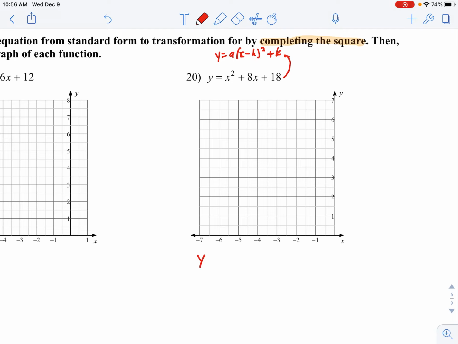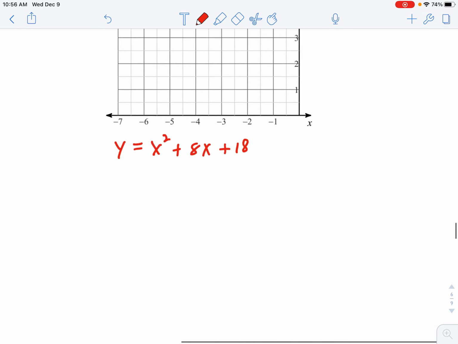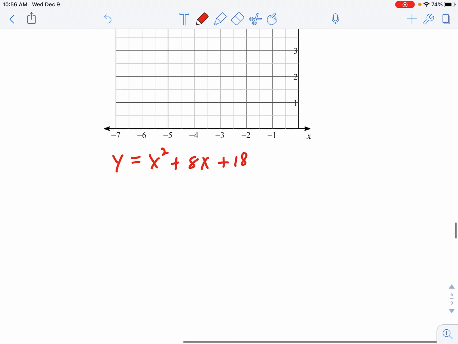It's going to take a decent amount of writing, so I'm going to come down here where there's some space: x squared plus 8x plus 18. Okay, so here's what I'm going to do first. Now normally when we completed the square, one side was equal to 0, and that's not going to be the case here. So we have to do this a little bit differently. y equals x squared plus 8x, leave a big space, move your plus 18 over here.